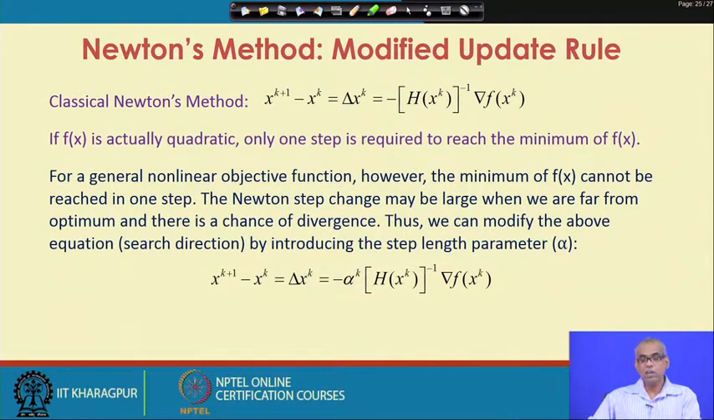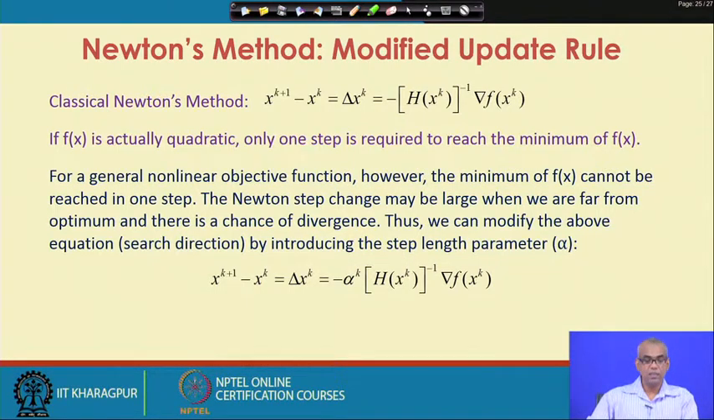But for a general nonlinear objective function, the minimum of f x cannot be reached in one step. The minimum of f x in one step can be achieved only for a quadratic function, not for any general nonlinear objective function. The Newton step obtained from the classical Newton's method update rule may be large when we are far from the optimum, and thus there is a chance of divergence.